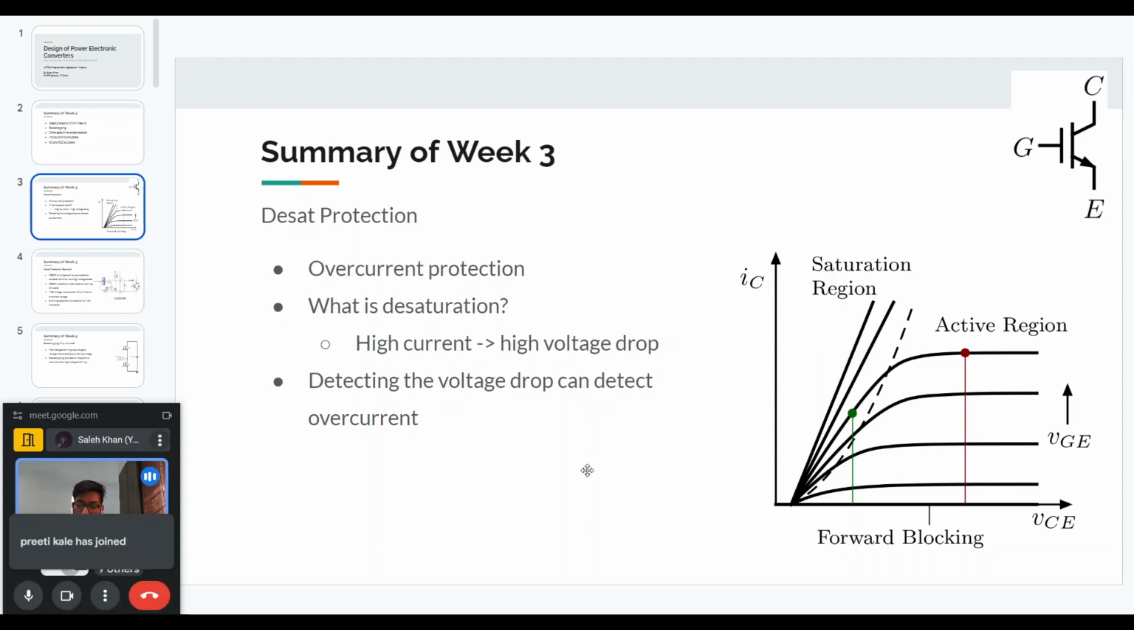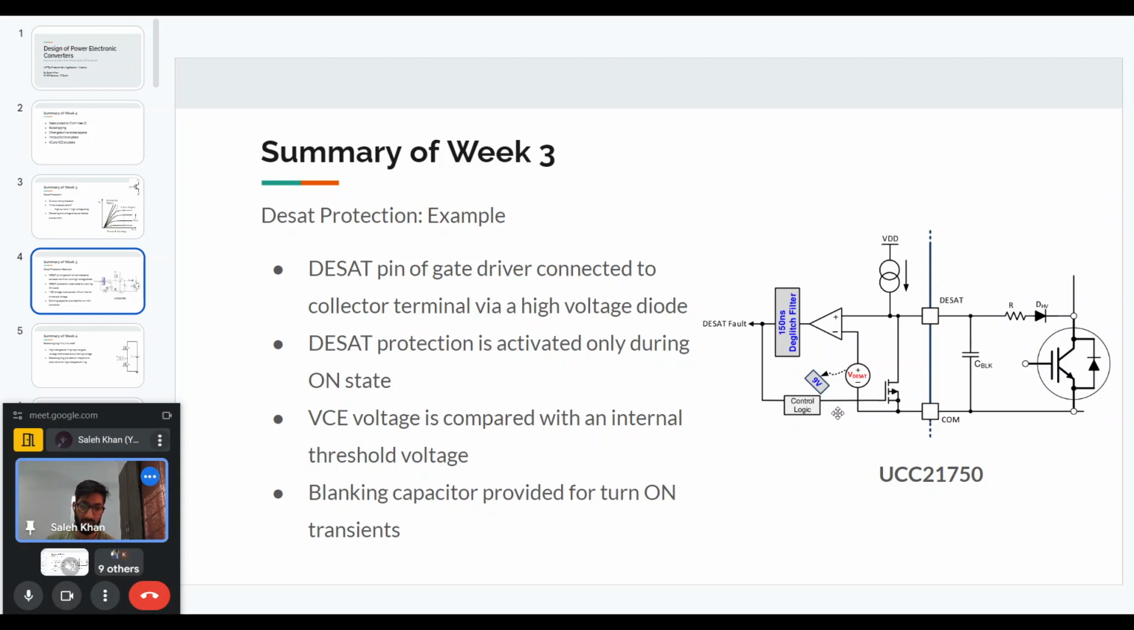And there are many different ways how this is implemented in practice. And in the course, one particular way was shown, and I can show here another way, which is used in this gate driver IC from Texas Instruments, UCC21750. In this, the gate driver has different pins, and it has one pin called the DESAT pin. And this pin has to be connected to the drain or collector of the device.